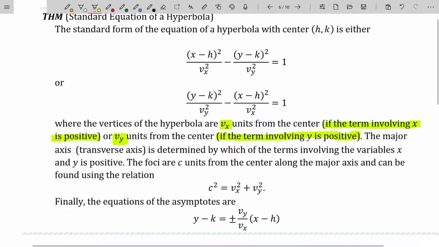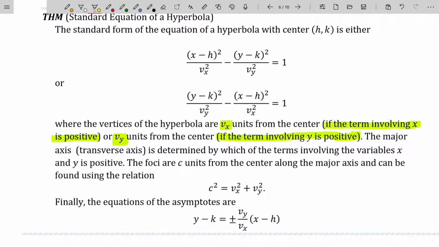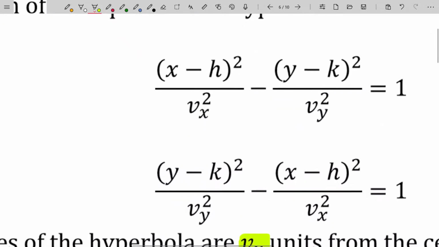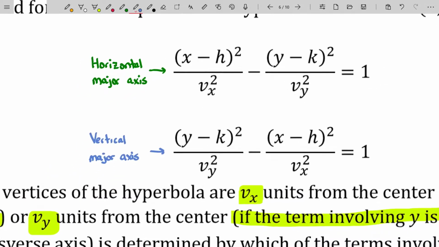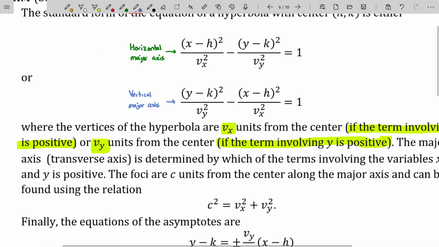All right, let's see. The major axis, which most people will call the transverse, but I call the major axis, is determined by which of the terms involving the variables x and y is positive. So for example, in this first case, the one at top here, the term involving x is actually positive. The term involving y gets the negative. So the major axis here is horizontal. Horizontal major axis. And likewise, if your term involving y is positive, then the major axis would be vertical. That's how I always have remembered it. And I think that's how most students do remember it.